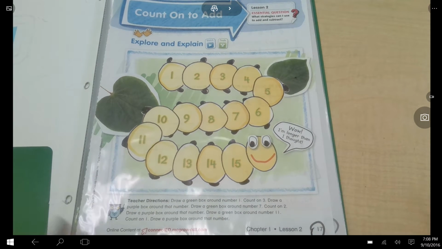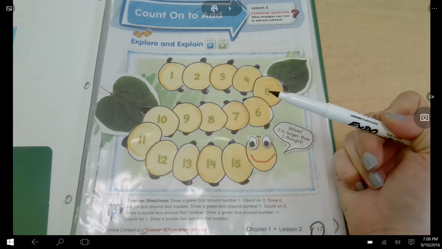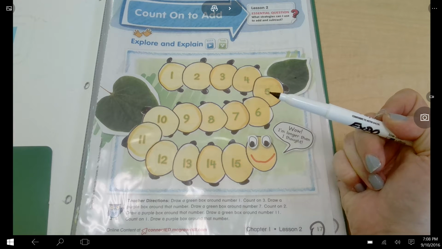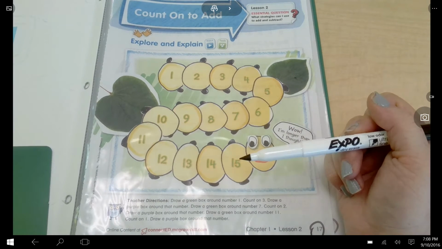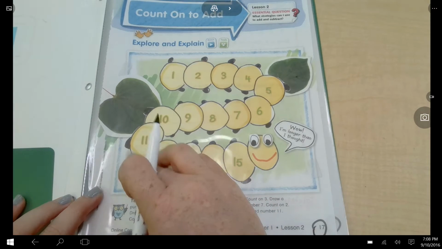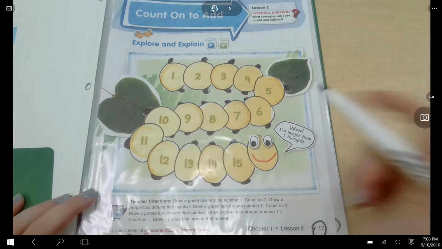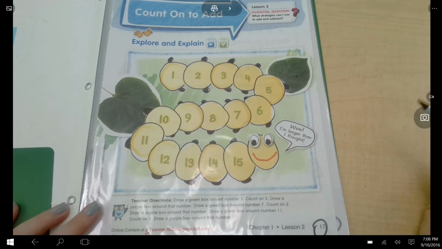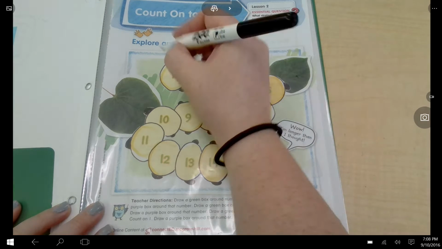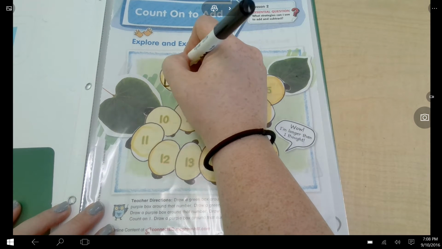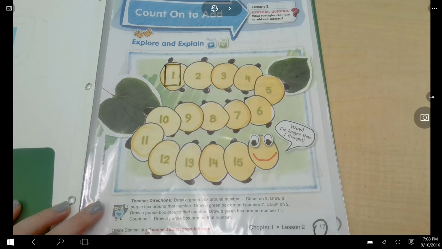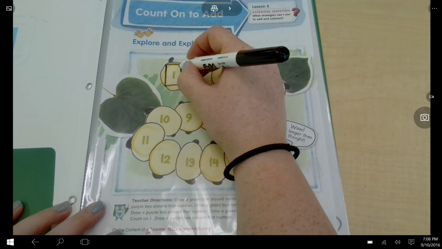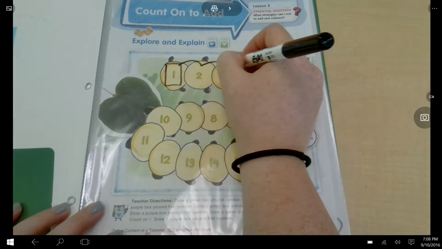So we're counting on to add. We're going to use our pencil. Again, Miss Helmick uses a marker because I'm drawing on a paper so you can see, but I can erase the marker on this paper. You're using a pencil so you can erase your pencil on your paper if you make a mistake. We're going to draw a box around the number 1. We're going to count on 3. 1, 2, 3.